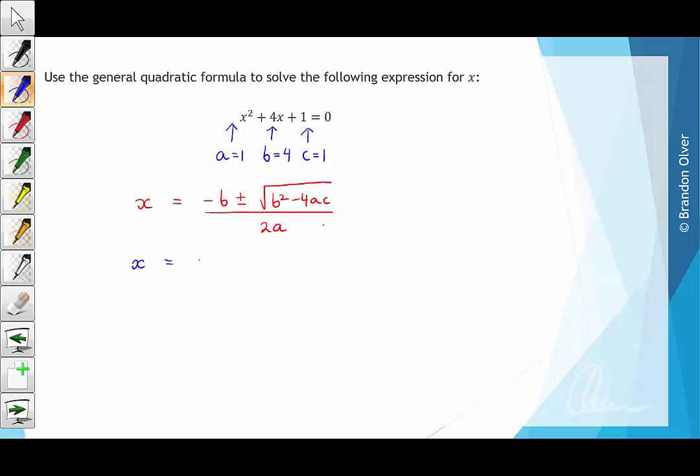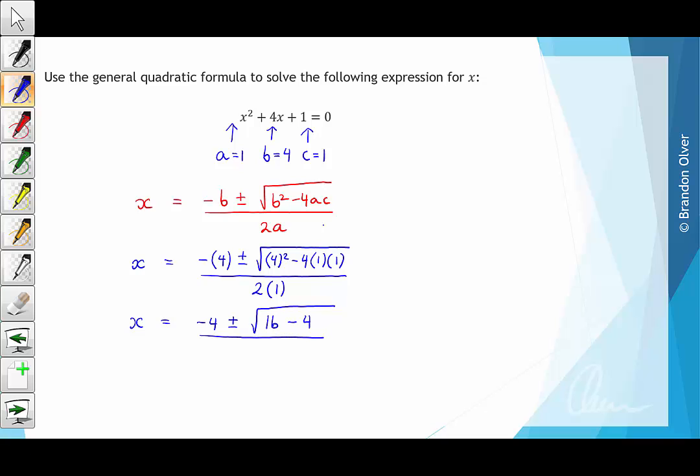So we have x is equal to minus b, which is 4, plus or minus the square root of b squared, which is 4 squared, minus 4 times a, which is 1, times c, which is 1, over 2a, where a is equal to 1. So next we just simplify this down. So we have minus 4 plus or minus the square root. 4 squared is 16 minus 4 times 1, which is 4, over 2. Again, we just simplify this down to minus 4 plus or minus the square root of 12 over 2.